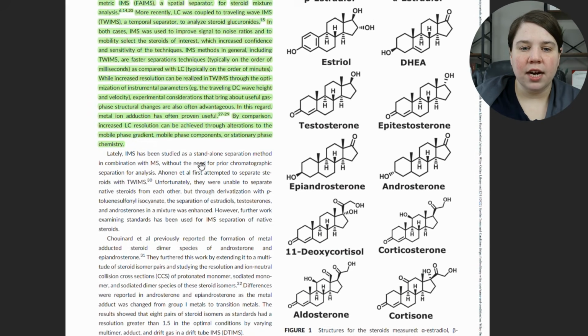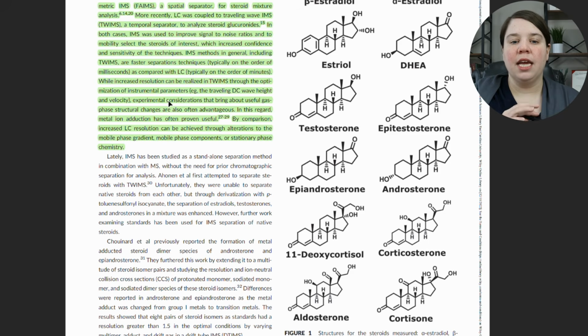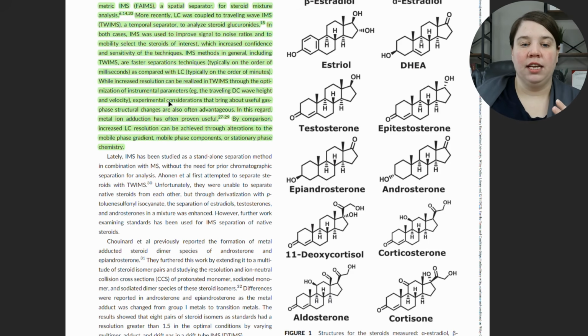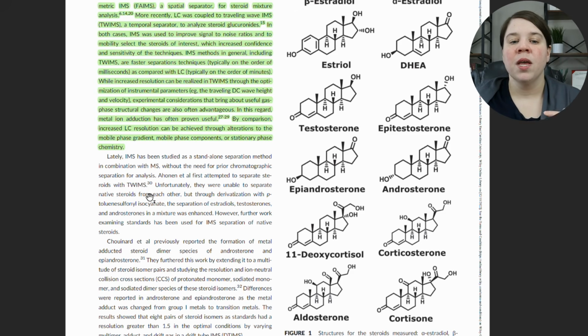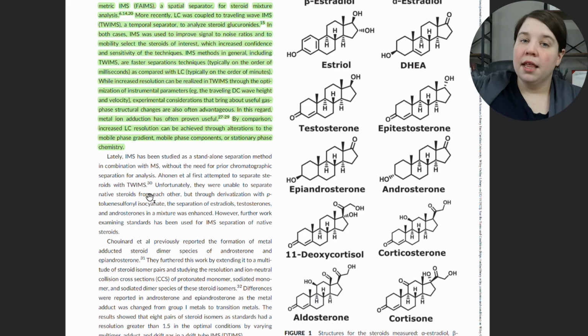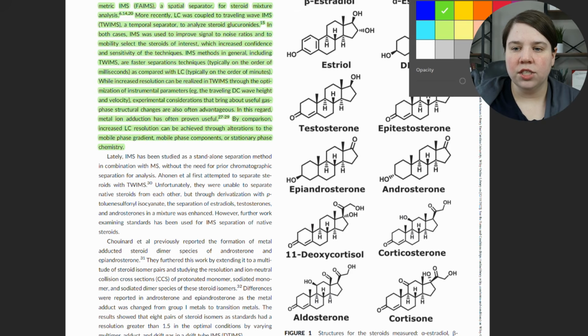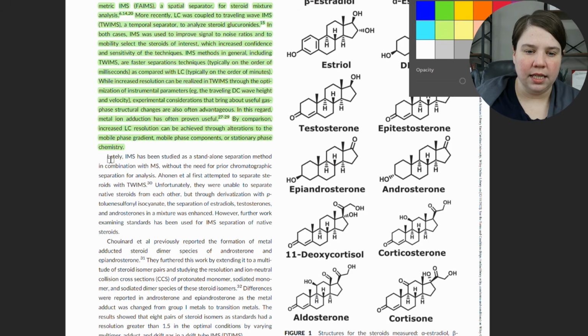And so what I'm doing here is I'm actually making a really nice transition between my last paragraph, which is all about background information and ion mobility, into talking about relevant literature. I'm doing it with this sentence here. Lately, IMS has been studied as a standalone separation method in combination with MS without the need for prior chromatographic separation analysis. So what I'm doing is saying, this is what ion mobility is about. And instead of just jumping into this study did this, I have a transition sentence to say, this is what it's about, and it's actually been studied in this way. So this is transitioning us into our background literature.